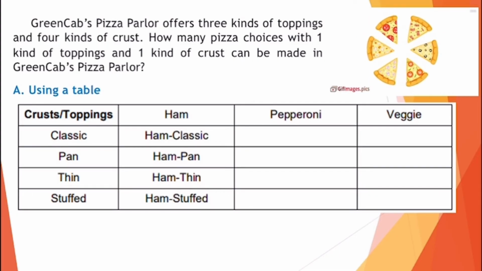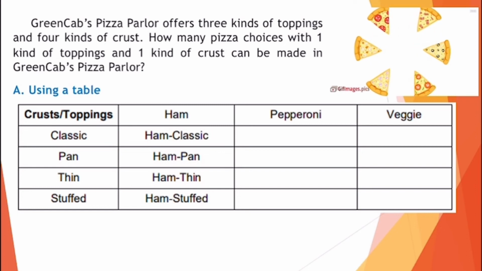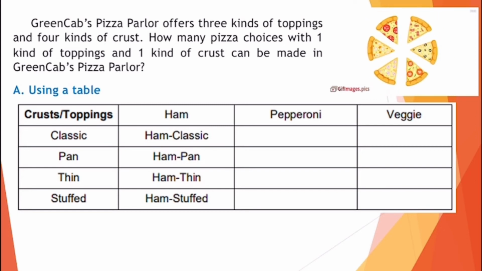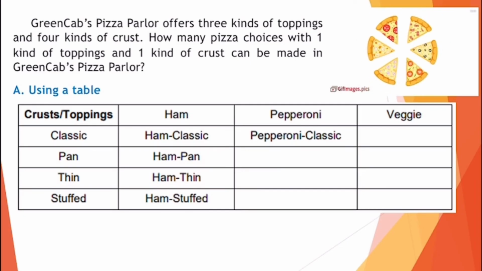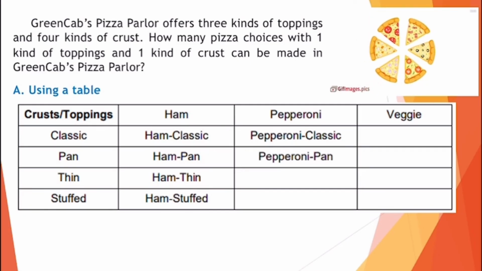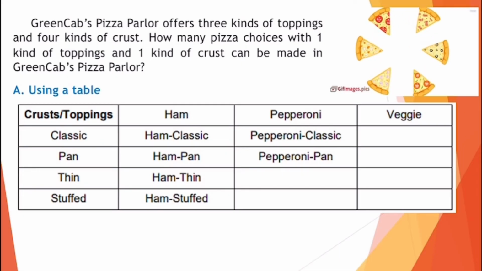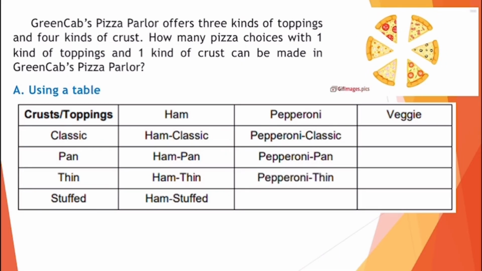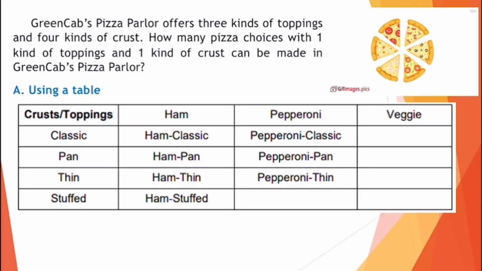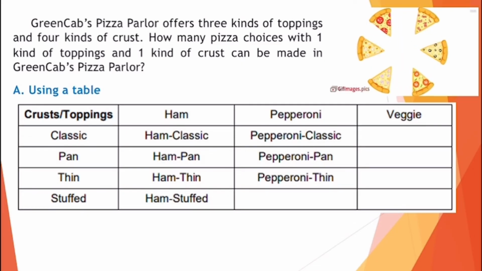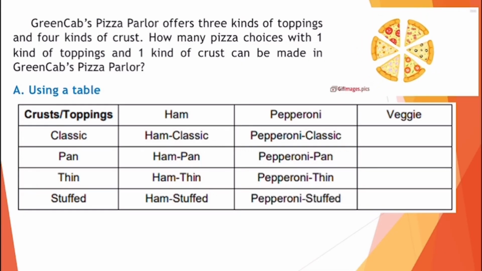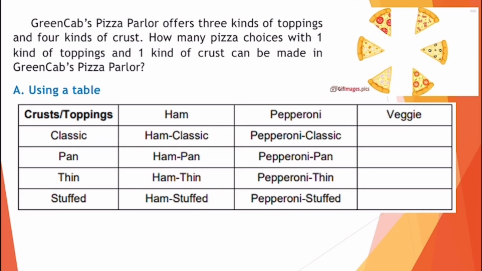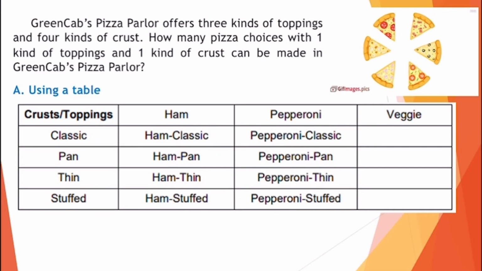Next, for our second column, if our crust is classic and our topping is pepperoni, we will have pepperoni classic. Next, if our crust is pan and our topping is pepperoni, we have pepperoni and pan. Next, if our crust is thin and our topping is pepperoni, we have pepperoni and thin crust. Next, if our crust is stuffed and our topping is pepperoni, we will have pepperoni and stuffed crust. So now as you can see, we already filled our second column.